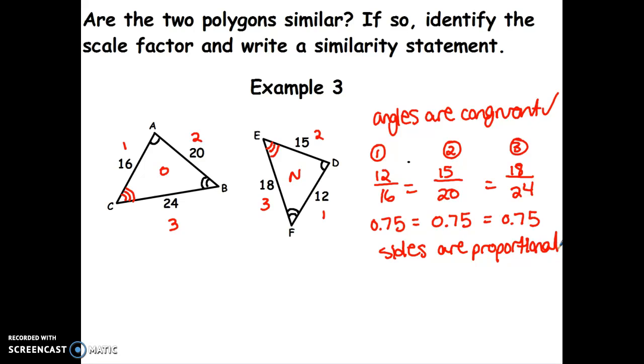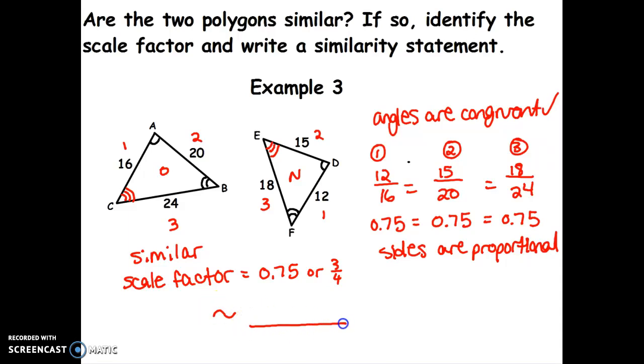Okay, so if the angles are congruent and the sides are proportional, we can conclude that the figures are similar. And the scale factor is 0.75 or 3/4. Whether you do the fraction or the decimal, it doesn't matter. And lastly, we need to do our similarity statement. Okay, so again, I look at my angle arc. So this is 1, 2, 3, A, B, C. And for this triangle, we got 1, 2, 3, which is D, F, E.